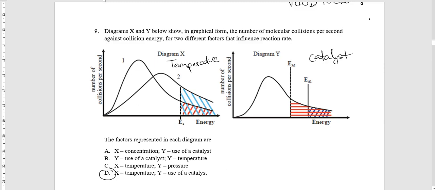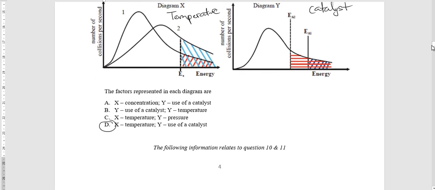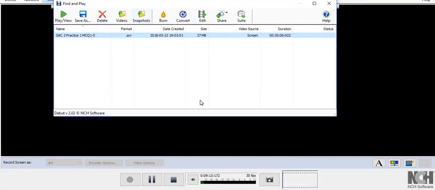Easy. And I think I'm going to stop here just because question 10 and 11 belong together. So I'm going to do it in the next set of videos. Why did I do that?